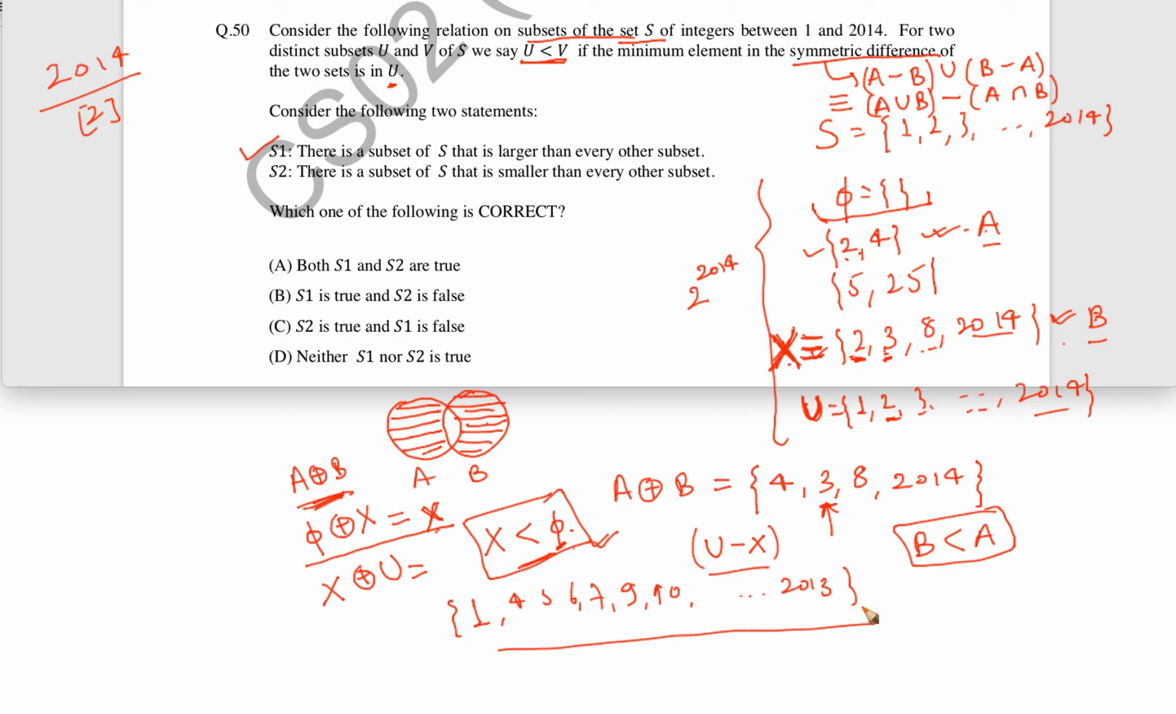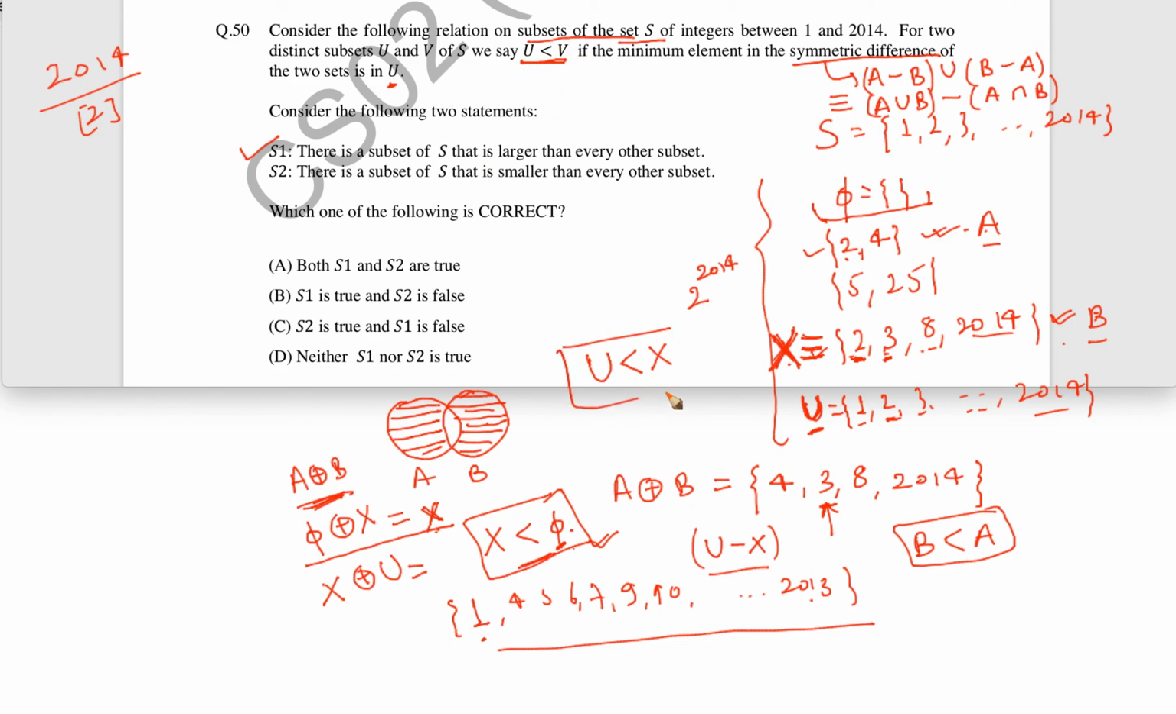Now what is the minimum element? The minimum element in this case is 1, and that will obviously lie in the universal set. Why? Because whatever elements were there in X have already been removed; they will never come in this symmetric difference. So whichever element is smaller among all of them will definitely lie in U. In that case, I can say that the universal set U will always be smaller than X as per the definition of smaller that they have given.